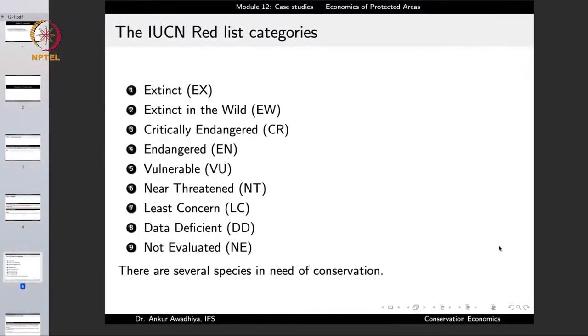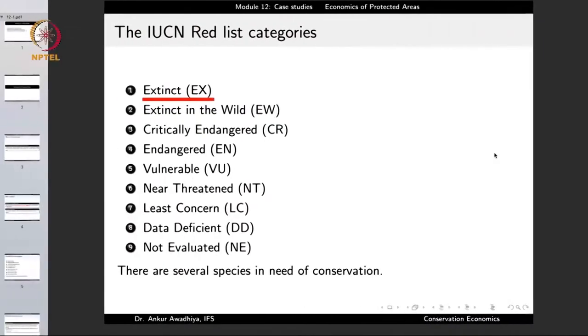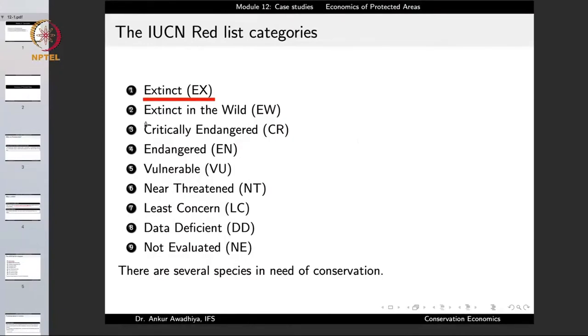So these threat categories are, first, extinct. If an organism is extinct, it means that there is nothing much that we can do about it. This organism just does not exist anymore. Things such as the dinosaurs or the dodo bird are currently extinct. They are no longer found in this world. Certain other organisms are extinct in the wild, which means that we may have a few specimens of these organisms, say in a zoo, but if you look out in the wild conditions, we do not have any of these organisms left.